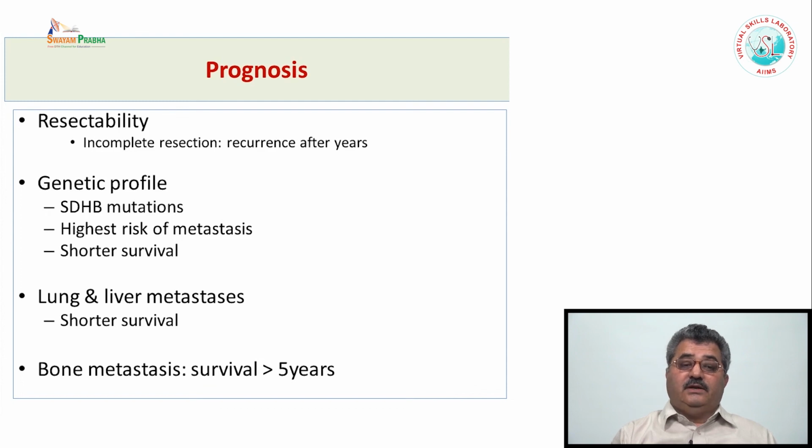Then some of the genetic profile, for example, SDHB mutation. A tumor which shows the SDHB mutation has the highest risk of metastasis. They have shorter survival. The other prognostic feature is the metastasis to lung and liver. If there is a metastasis to lung and liver, the survival is shorter. If there is metastasis to the bone, the survival may be more than 5 years as compared to lung and liver metastasis.